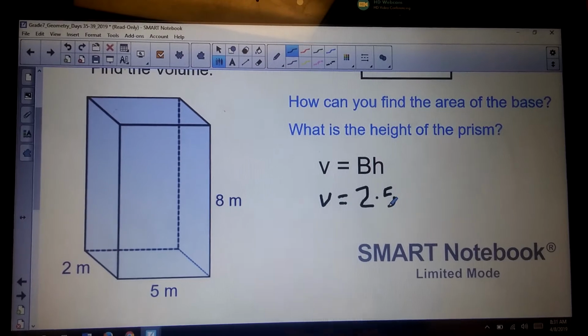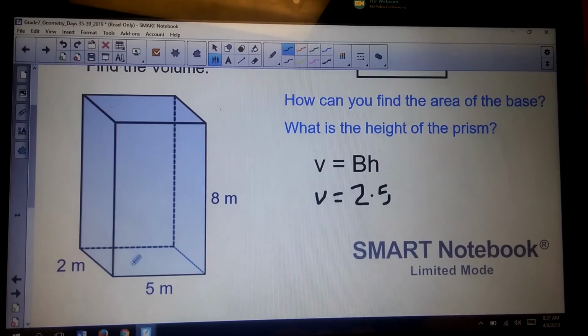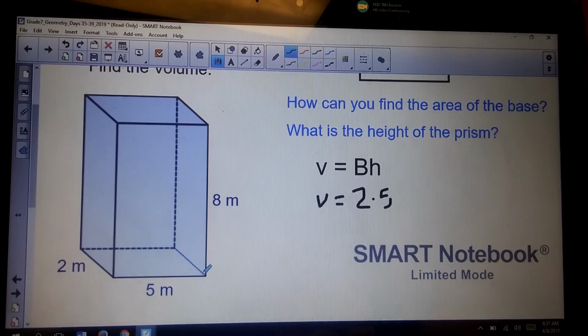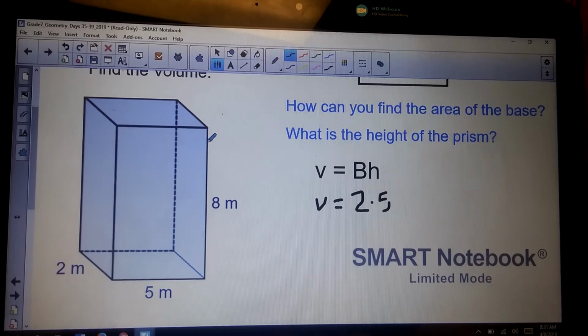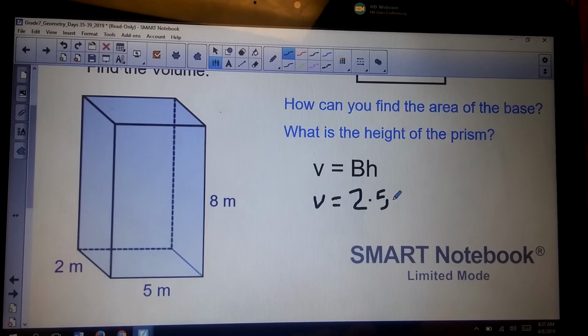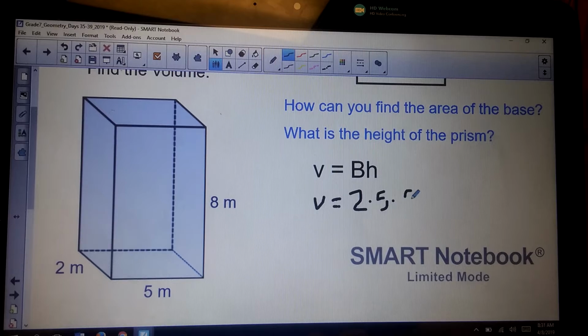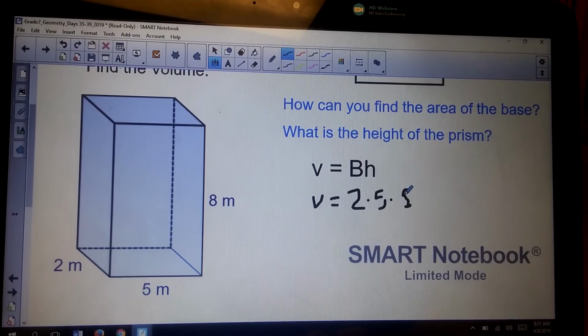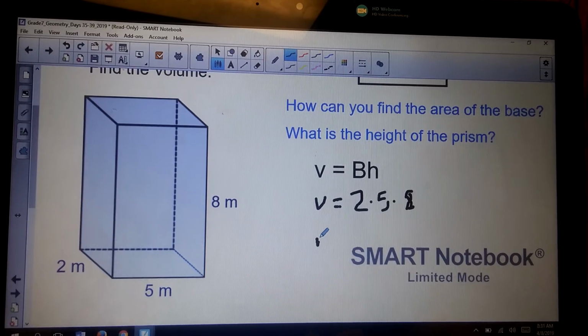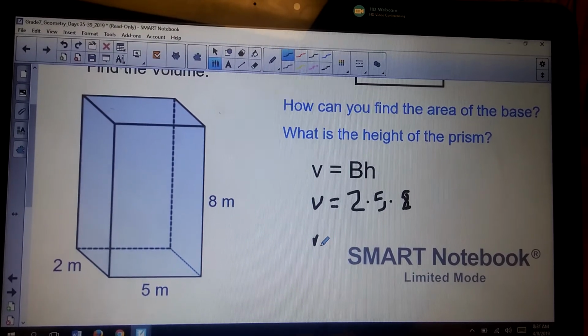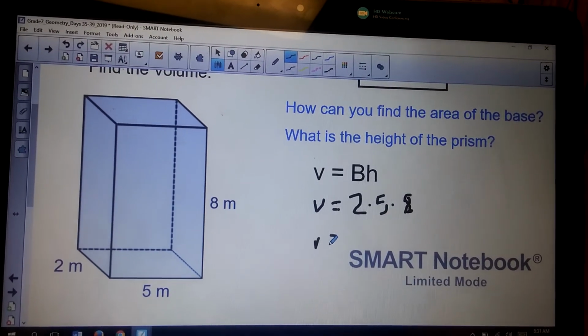The bottom of this figure right here is showing you what the base is, times the height of the figure, which is how long it is from top to bottom, and in this case that's 8. So to find the volume of this figure, it's 2 times 5 times 8. I'm sorry, it's not typing real well. So volume equals, on your calculator, you would do 2 times 5 times 8.